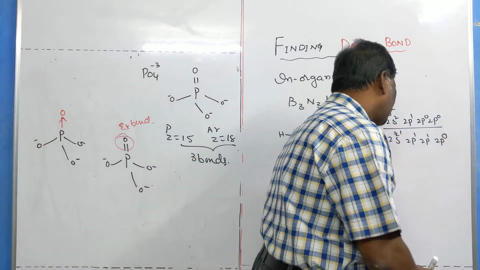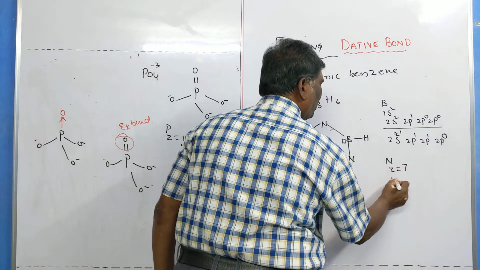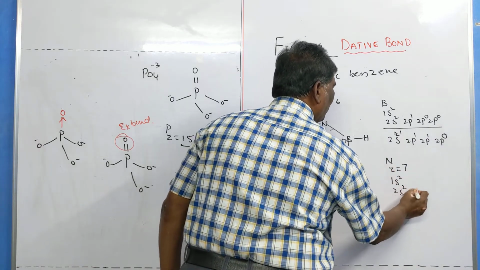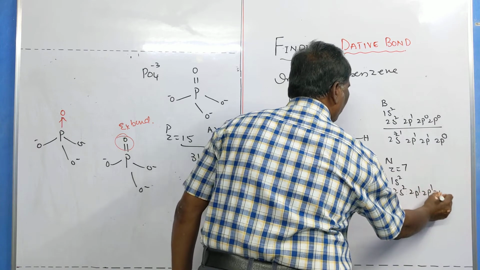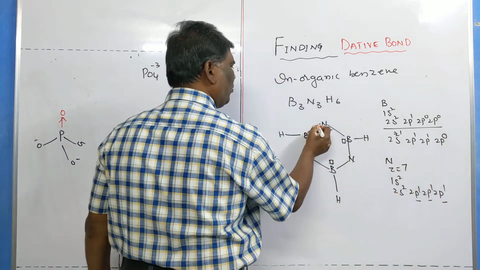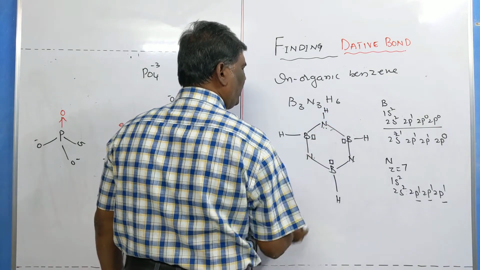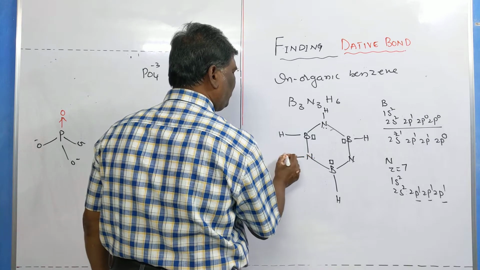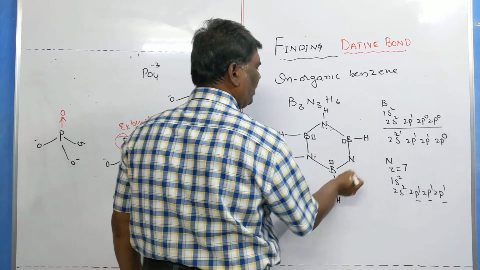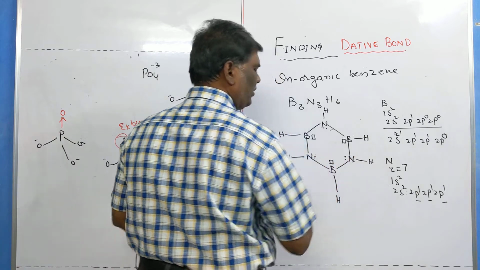What about nitrogen? Nitrogen atomic number is 7. So configuration is 1s2, 2s2, 2p1, 2p1, 2p1. Now it used 1, 2, 3 for bonding. Still it is having a pair of electrons.